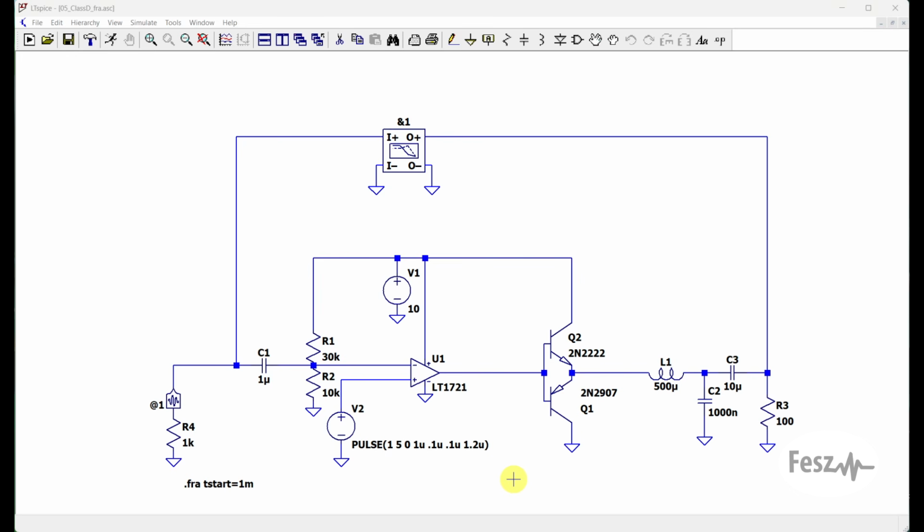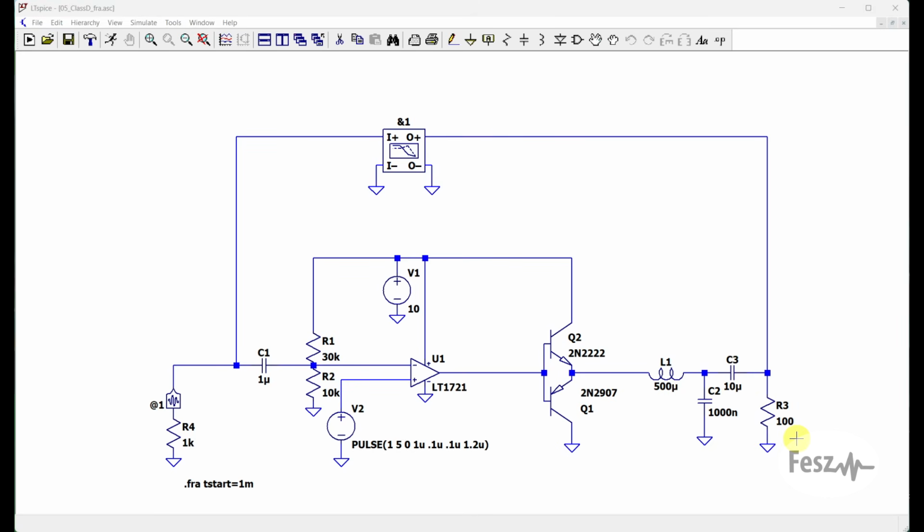The second circuit to look at is a Class D type of amplifier. So this is the most basic version just to highlight the operation. And here we have an incoming signal, again from our FRA block, which is then compared to a triangle waveform by our comparator.